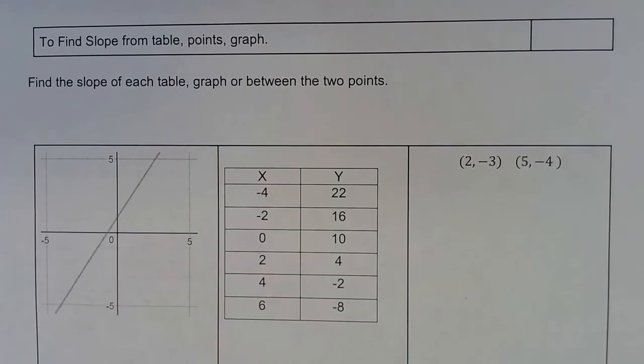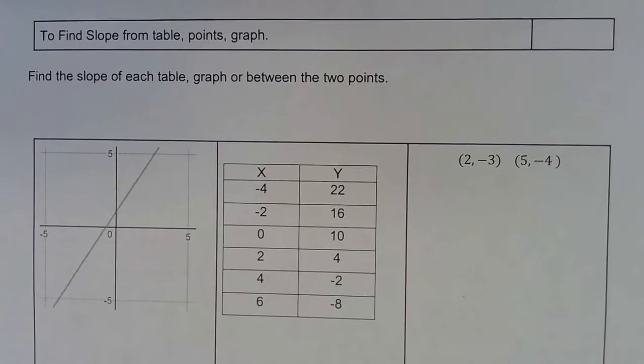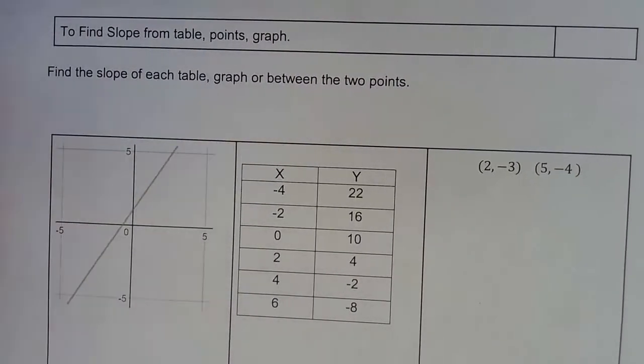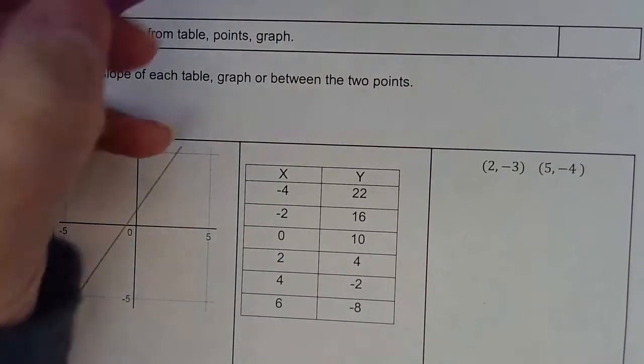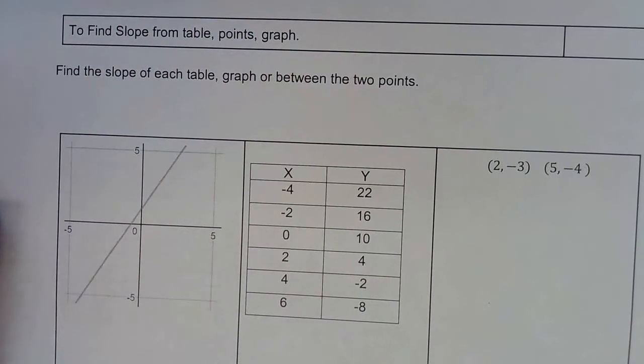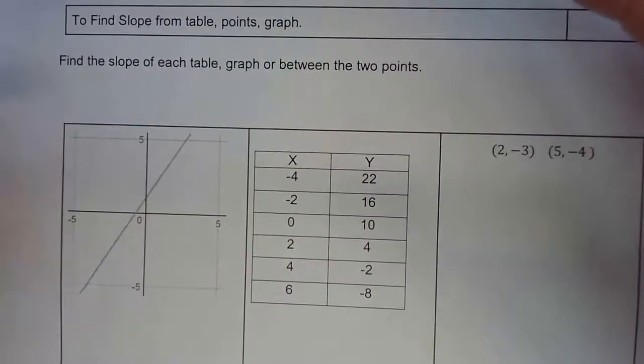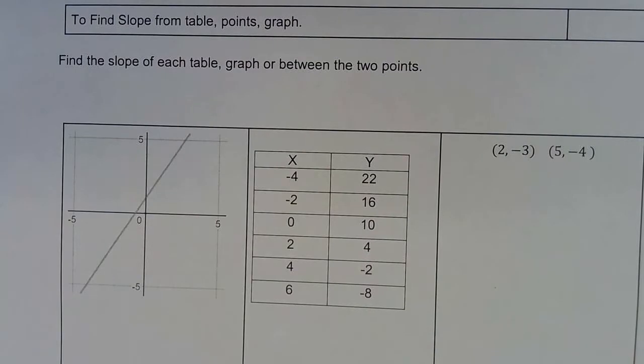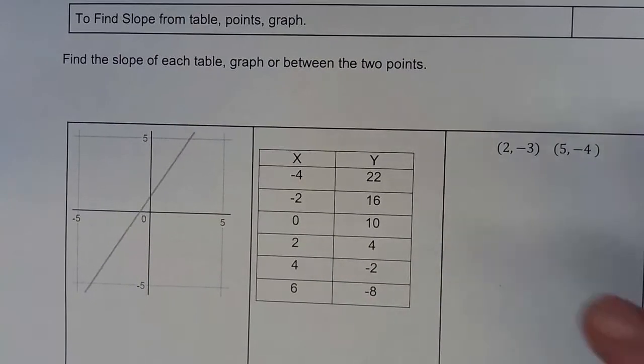Listen, please. These shouldn't take me long to get through. We're going to be finding the slope of a line from a table, from 2 points, and from a graph. And today, your worksheet has them all kind of jumbled together. So, from a graph, I personally think might be the easiest because there's really no math involved. If you can count, you can find slope from a graph.